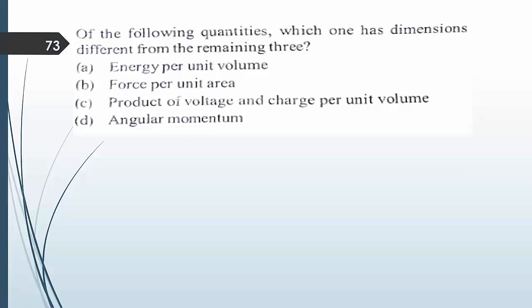Question number 73. Of the following quantities, which one has dimensions different from the remaining three? Which is having dimensions different from the remaining three. That means in the given four options, three options have the same dimension and the remaining one has a different dimension, that we have to find here.